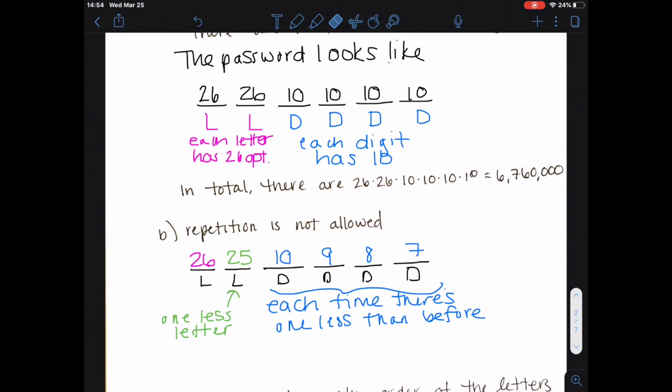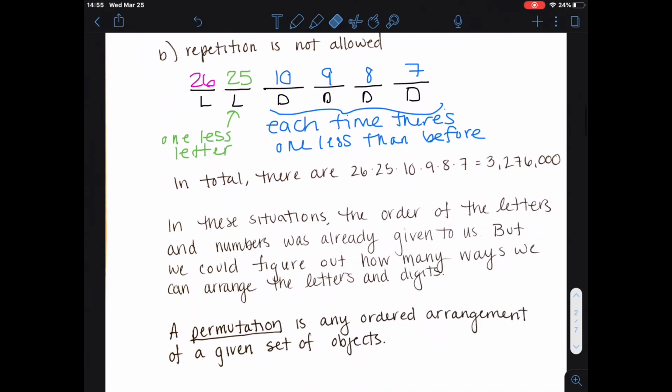So if I want to see how many possible passwords we could have, we're going to multiply all these numbers together. So 25 times 26 times 10 times 9 times 8 times 7. I have 3,276,000 passwords. Okay. So now in these 2 particular examples, the order of the letters is actually given to us, but it doesn't necessarily have to always hold like that.